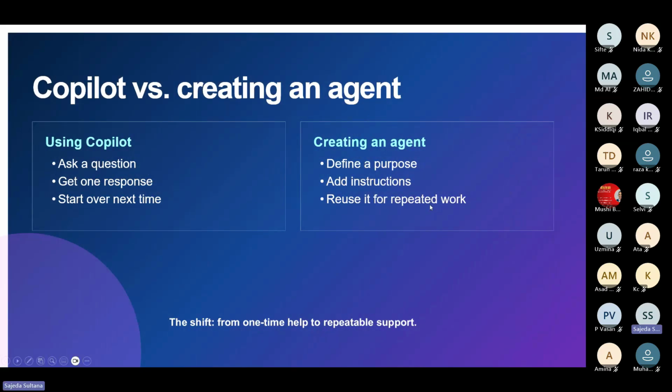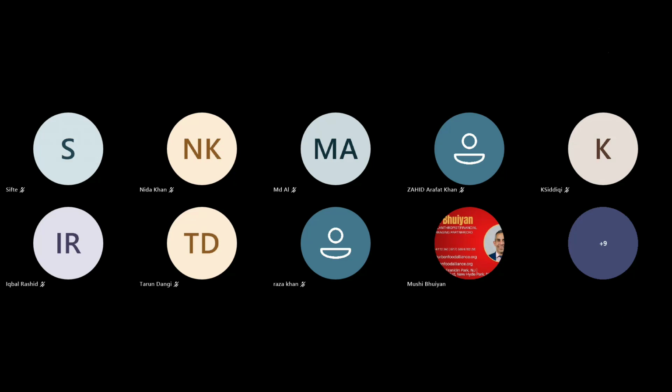Okay, now the confusing question. What is the difference between Copilot and creating an agent? Copilot is used for research purposes, for brainstorming, for asking questions and answers, mainly communication, instant and also at deep level.